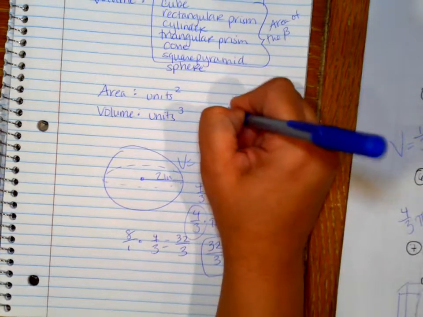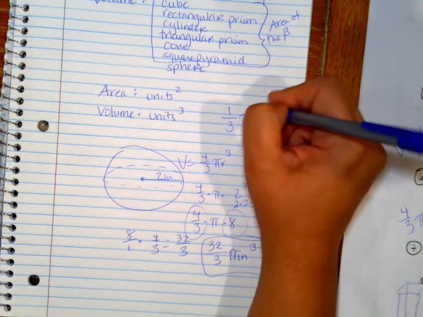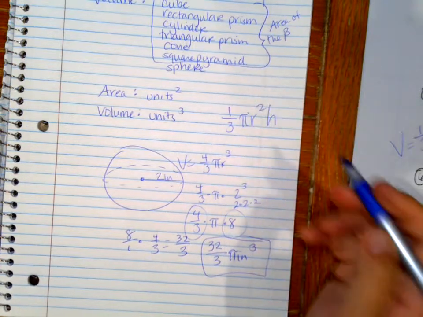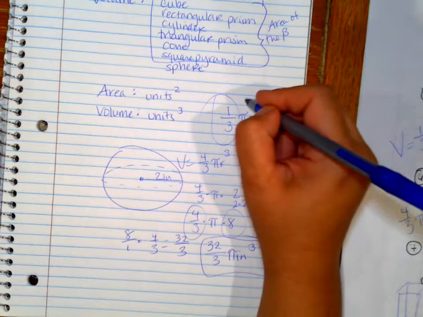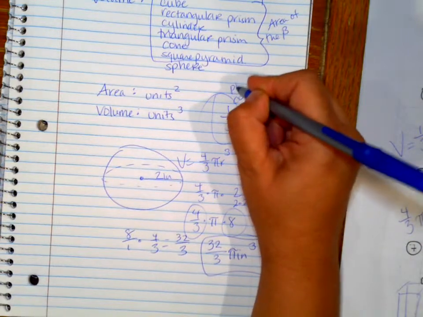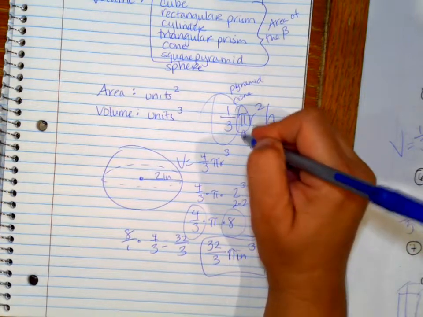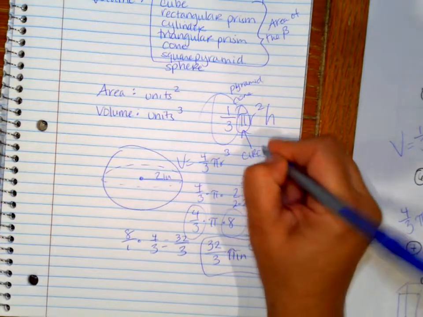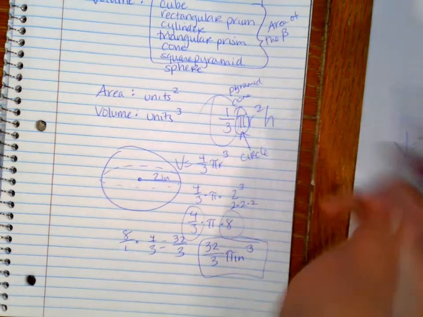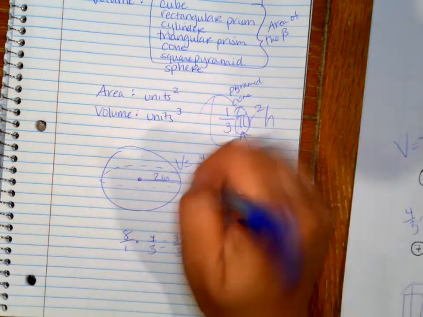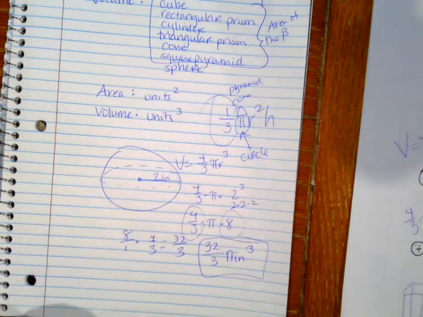So if you see this one, 1/3 pi r squared h, anything with 1/3 in it is going to have to be a cone or a pyramid. Anything with a pi in it is going to have a circle somewhere, right? And everything you do has the height for the most part, except for the sphere. But everything else, you're looking for the height.